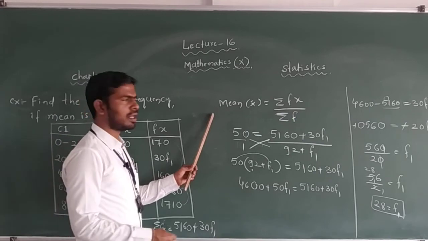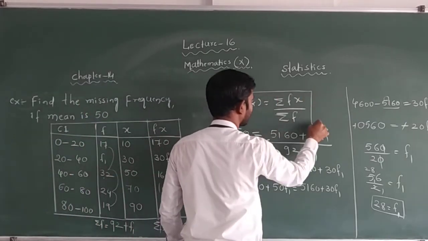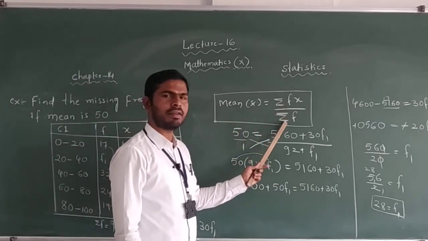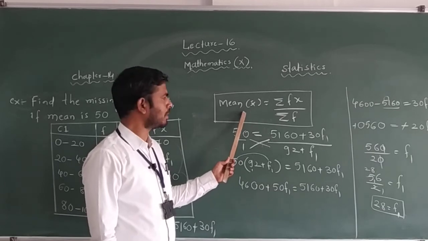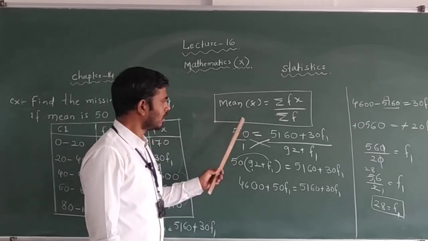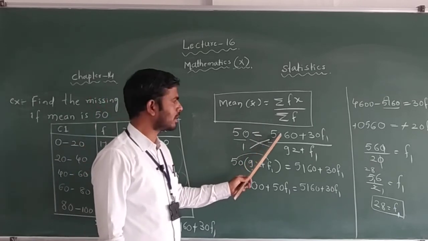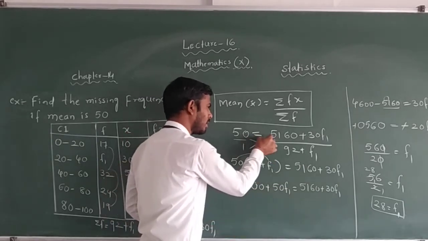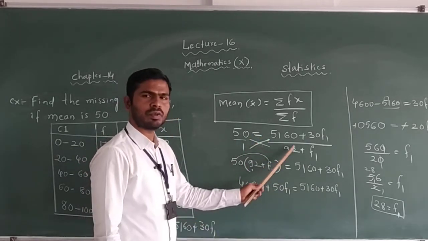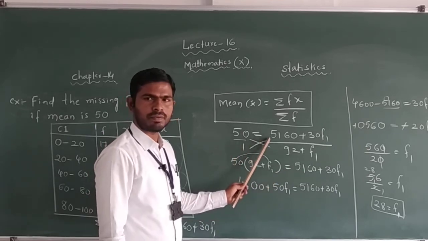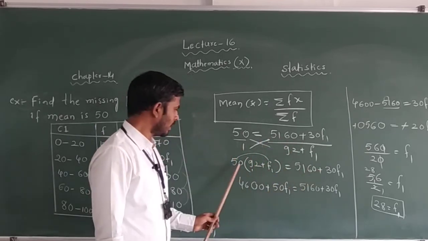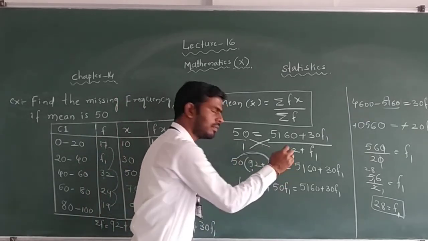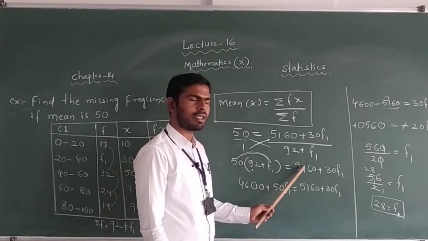Next you have to use the formula mean, or x bar, equal to sigma fx divided by sigma f. This is the formula to find the mean by the direct method. Mean is already given as 50, equal to sigma fx, which is 5160 plus 30 f1, divided by sigma f, which is 92 plus f1. Next you cross multiply: 50 into 92 plus f1 equal to 1 into 5160 plus 30 f1.